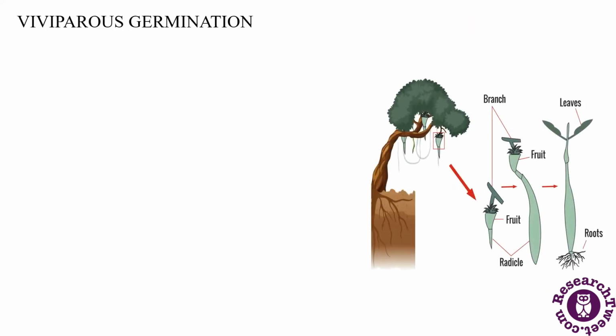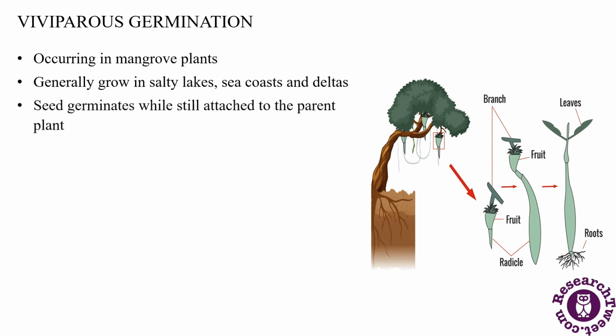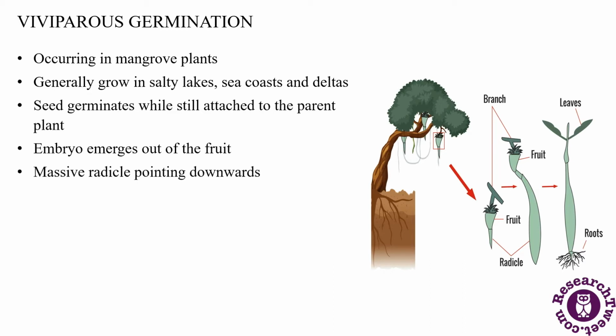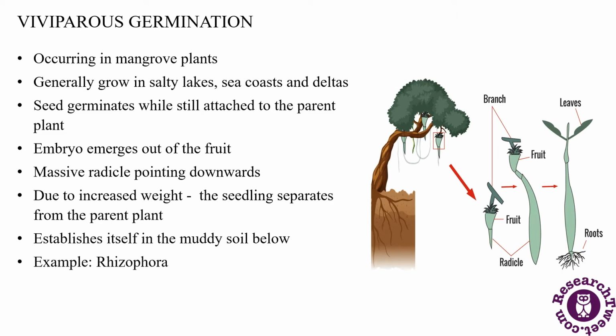Viviparous germination. This is a special type of germination occurring in mangrove plants. These plants generally grow in salty lakes, sea coasts, and deltas. The seed germinates while still attached to the parent plant. The embryo emerges out of the fruit with a massive radicle pointing downwards. Due to increased weight, the seedling separates from the parent plant and establishes itself in the muddy soil below. Example: Rhizophora.